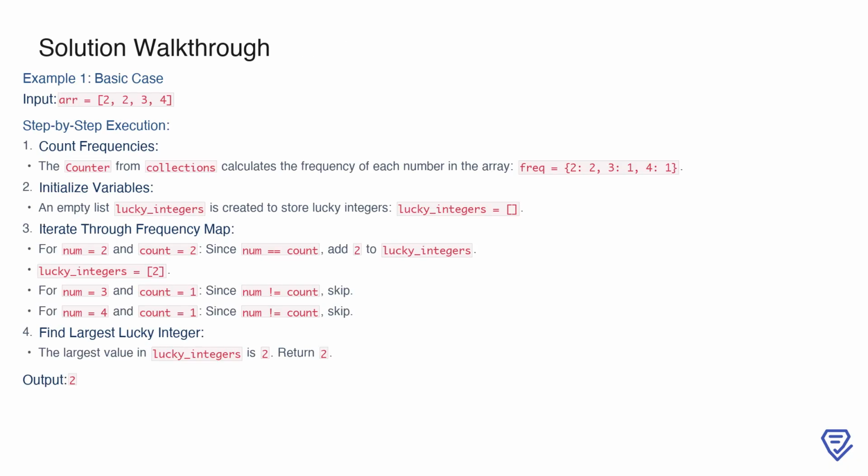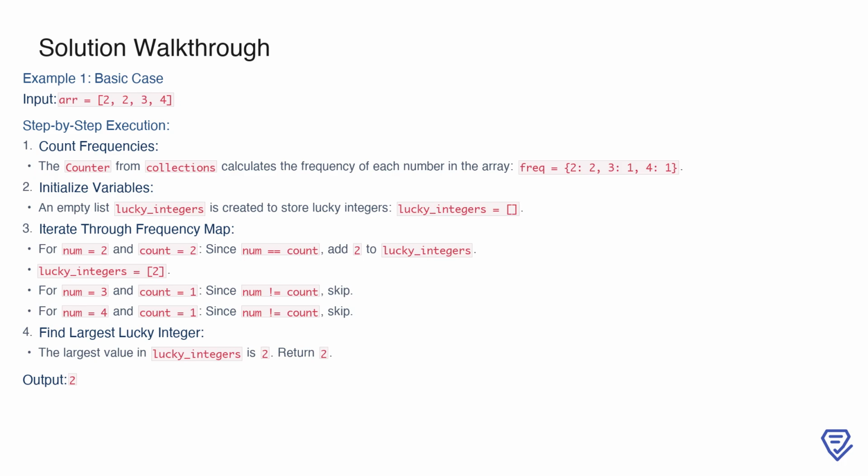Here, we are solving the problem using a basic example where the input array is 2, 2, 3, 4. The first step is to calculate the frequency of each number in the array using the Counter class from the collections module. This gives us a frequency map: 2:2, 3:1, 4:1. Next, we initialize an empty list called lucky_integers to store any number that qualifies as a lucky integer.